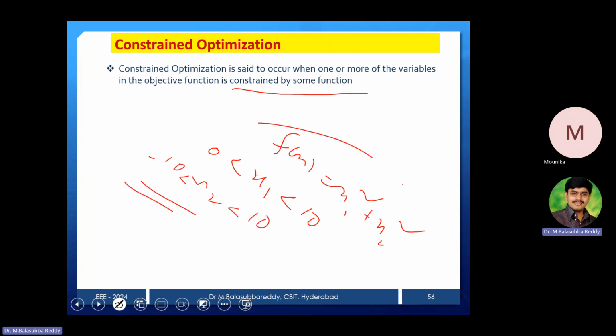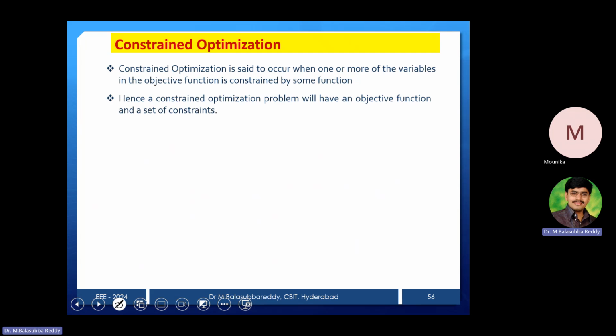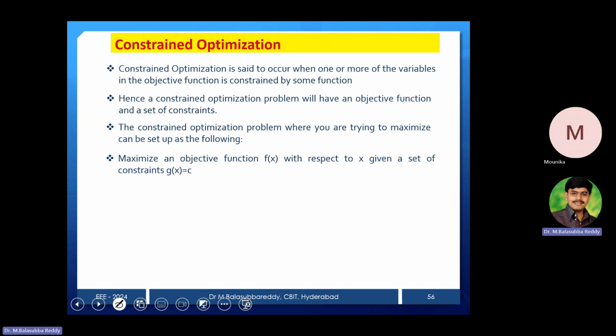If the problem statement is like this, then I can say it is a constrained problem. In that, we have the objective function and a set of constraints. We set up the maximization as follows: maximize the objective function f of x with respect to x, given a set of constraints g of x equal to c. Again, we have two types of constraints.